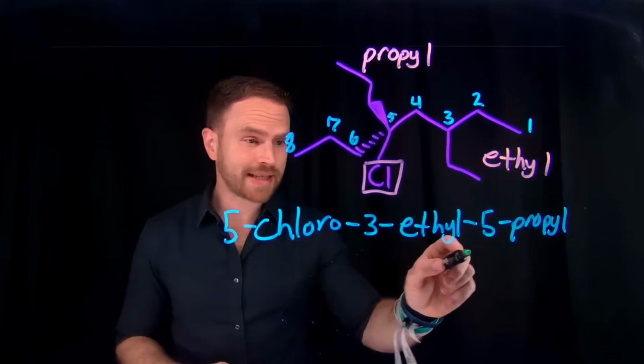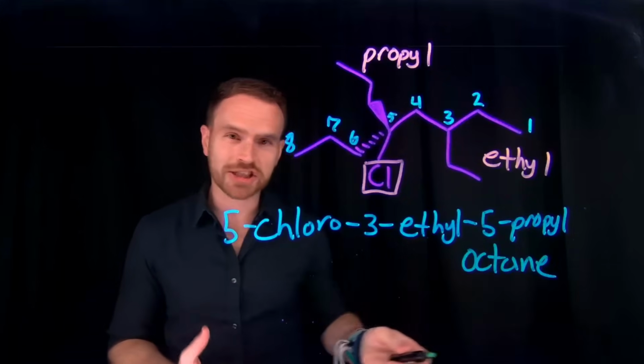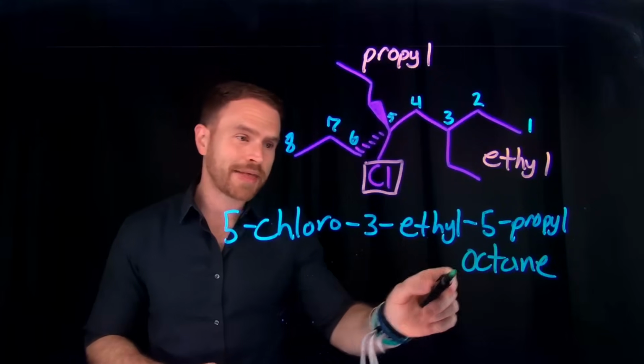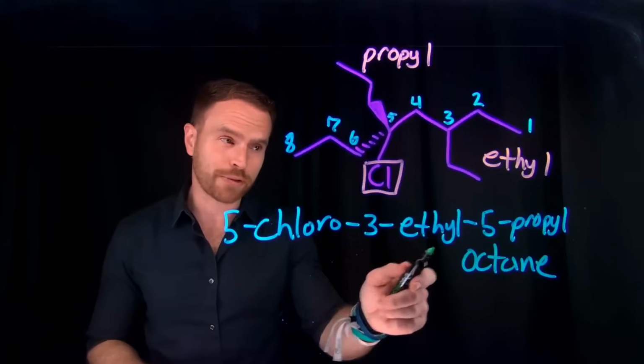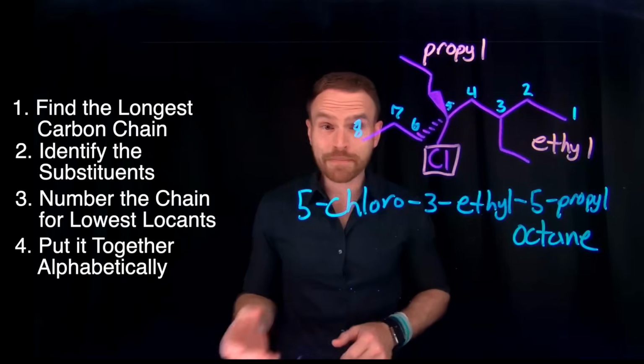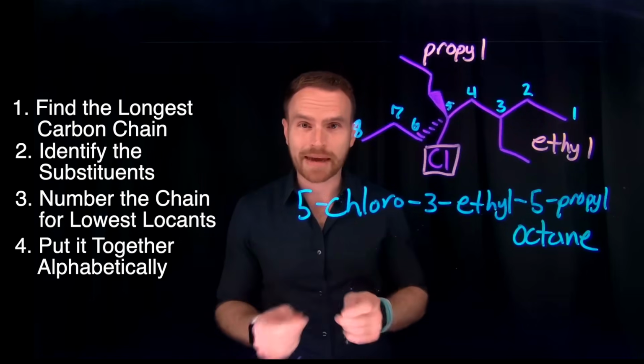And then to complete the name, I just need to indicate the total number of carbons in our longest chain, and since it was 8, that gets the name octane. So the final name is 5-chloro, 3-ethyl, 5-propyl octane. And it's important to use these 4 steps because if you rush on an exam, you'll begin to make mistakes.